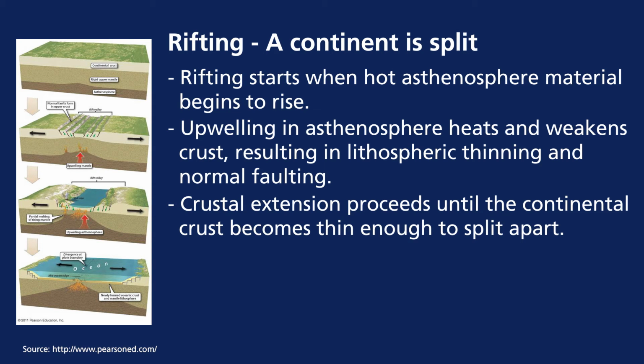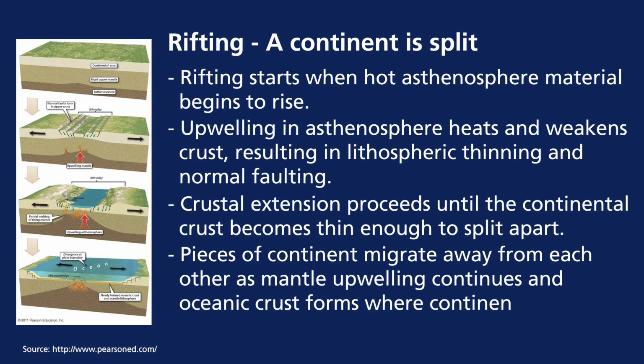Crustal extension proceeds as the asthenosphere continues to push upwards. It eventually splits apart, and the continents migrate away from each other as the mantle upwelling continues, and oceanic crust forms where the continents once joined.